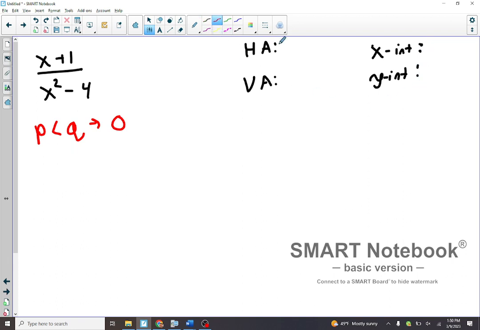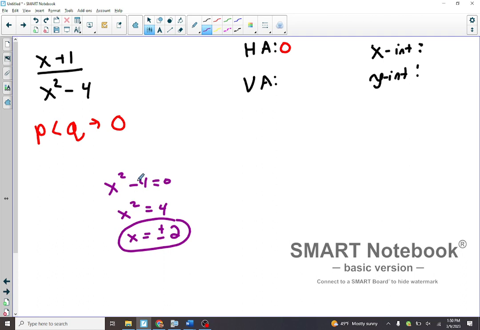Okay, so your horizontal asymptote is automatically 0, which is going to be the x-axis. Vertical asymptote: bottom equals 0. So x squared minus 4 equals 0. x squared equals 4. Square root both sides, x equals, don't forget, plus or minus 2. You could also have factored this as x plus 2, x minus 2, and then solve them. So it's 2 and negative 2.